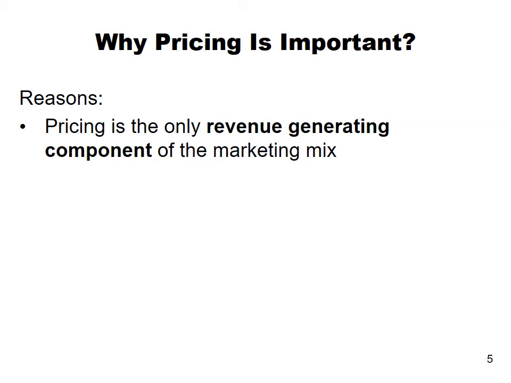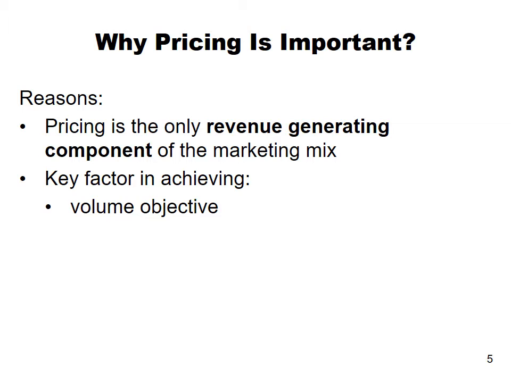Pricing is the only revenue generating component of the marketing mix. Just look at the 4 P's. Only 1 P generates revenue. That is pricing. The key factors in achieving this are volume objectives, that means you try to generate as much sales volume as possible so as to generate revenue, and profit objectives. As an organization, they always try to make as much profit as possible.